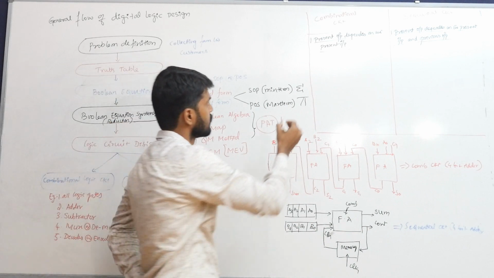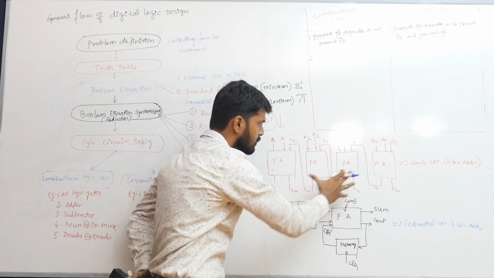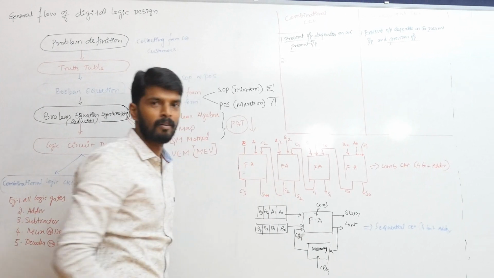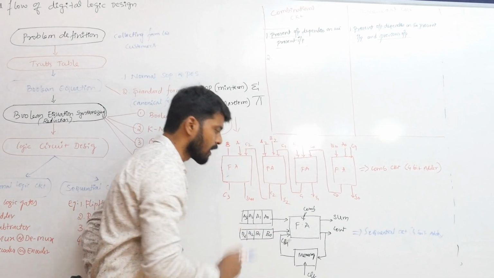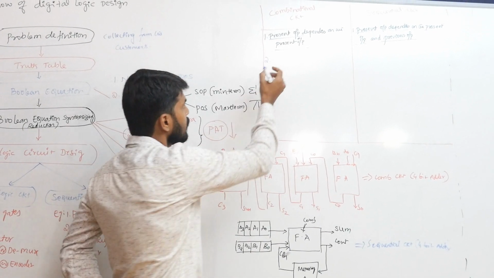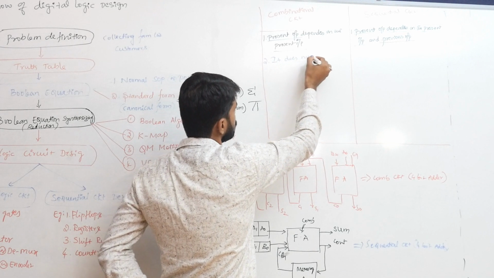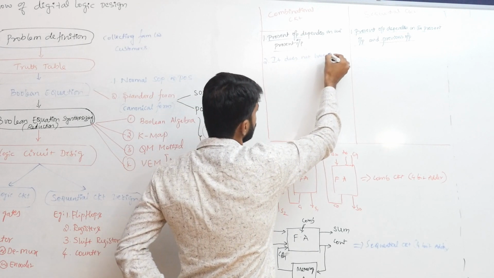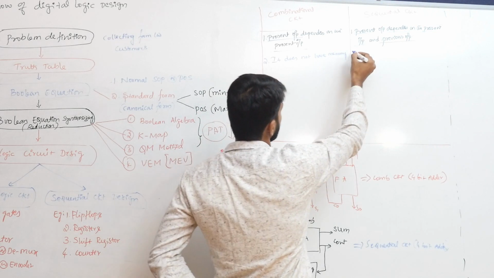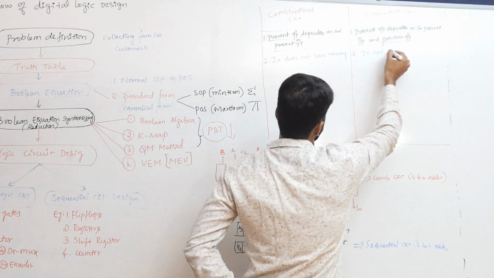The next difference is, in case of this combinational circuit, there is no memory at all. But in this case we need a memory. So in case of combinational circuit it doesn't have memory, but in case of sequential circuit it has a memory.